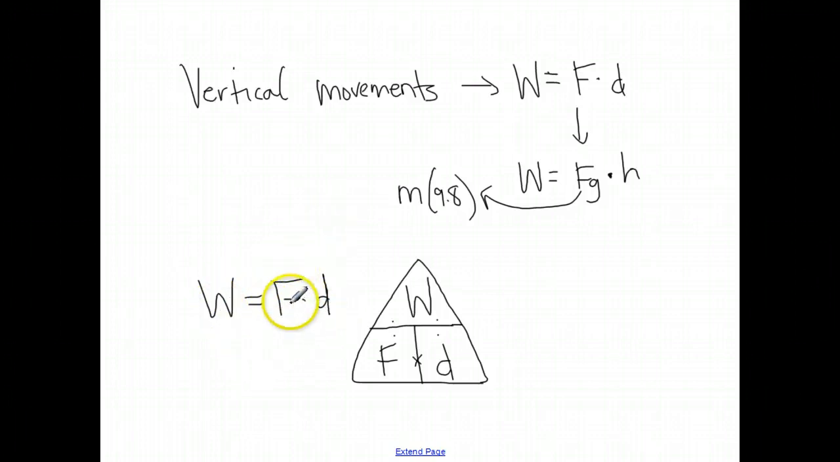So if we wanted to solve for F, we cover up this F and we see what's left, and it would be work divided by distance. If we were solving for distance, we would cover this one up and say that we're solving for distance by taking work divided by force. So this is your magic triangle for force, work, and distance. Okay?